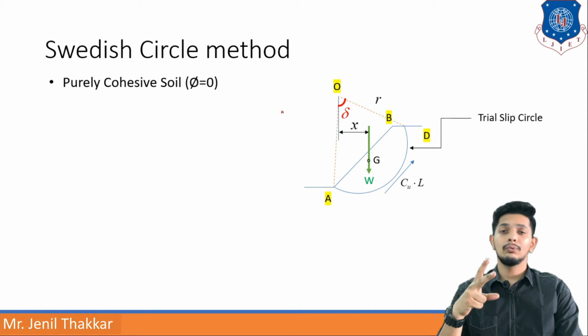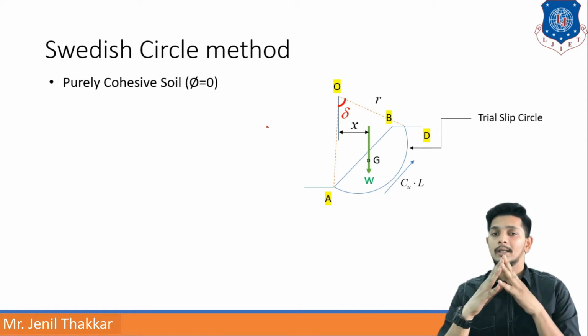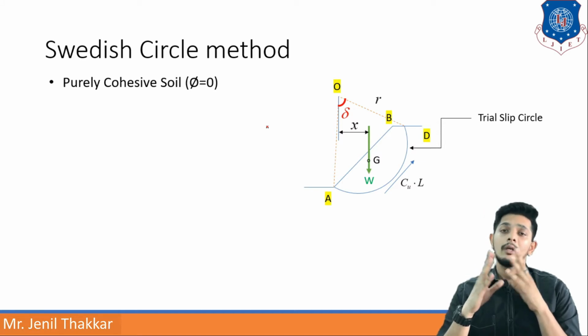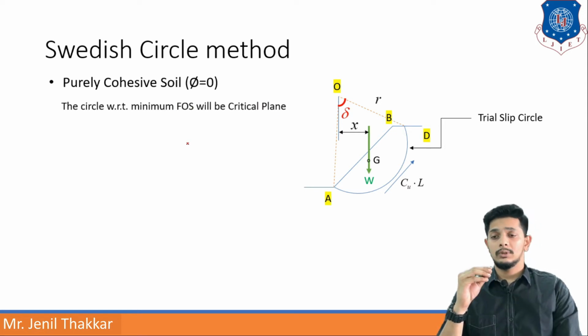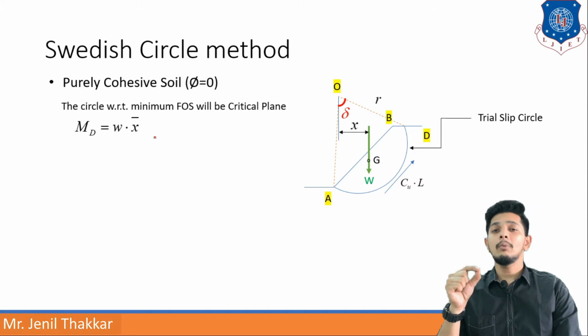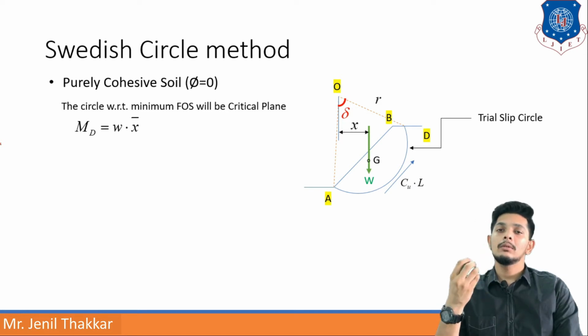Now there will be 2 forces. According to Newton's third law, every action has an equal and opposite reaction, right? So here also, before failure, the slope will resist the force. So there will be 2 forces: driving moment and resisting moment. What is a moment? Force into perpendicular distance. You know that from mechanics of solids already. Here the driving moment will drive the slope to failure and the resisting moment will resist the failure.